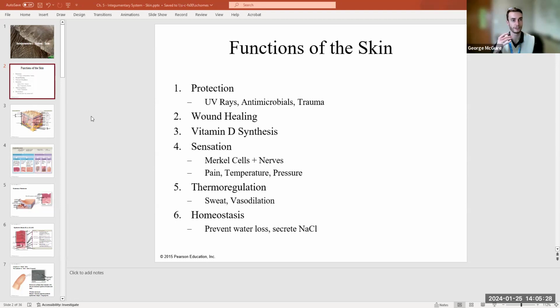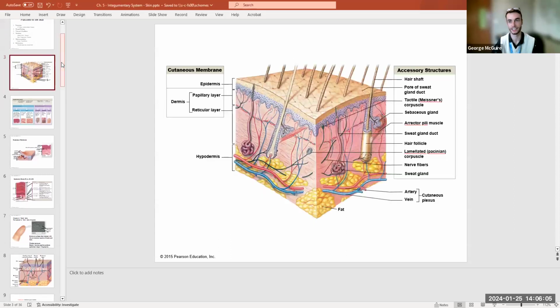We do have sensation from things like pressure, temperature, pain through our skin, and we'll talk about what cells and where the nerves are that correlate with that. Skin plays a role in thermoregulation through sweat and vasodilation, as well as through the hypodermis with fat, providing that little bit of insulation. And lastly, it plays a role in some of our homeostasis, so preventing water loss and secreting sodium chloride, secreting salts to help with the concentration of those ions within our blood. So yeah, let's look at how it does that and what we should be paying attention to.